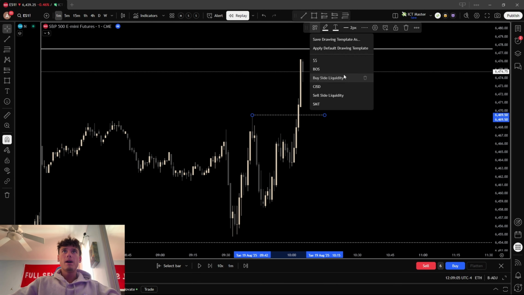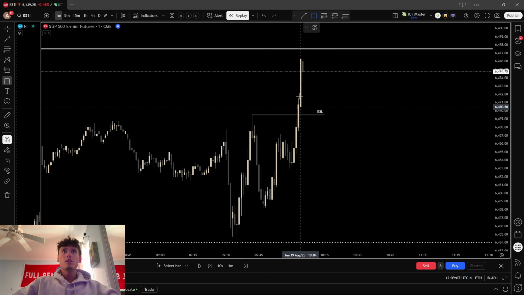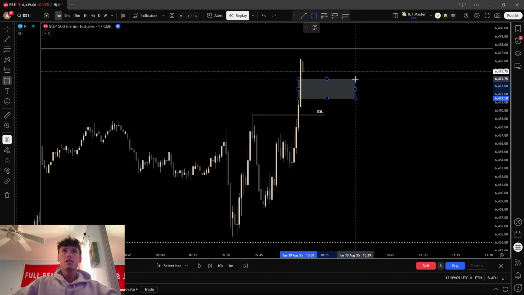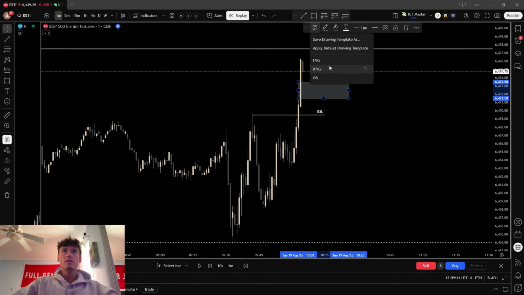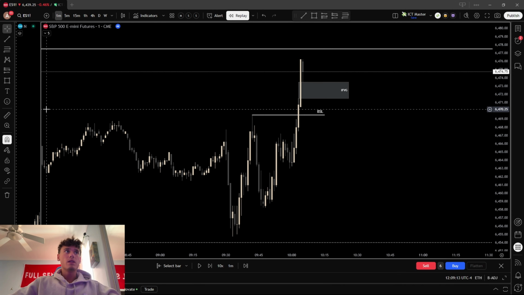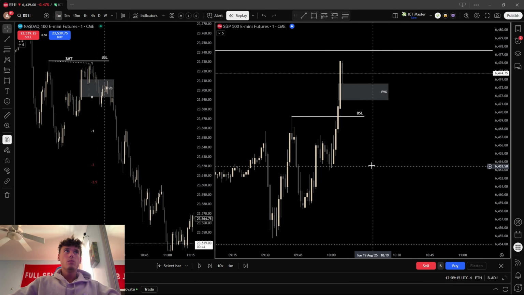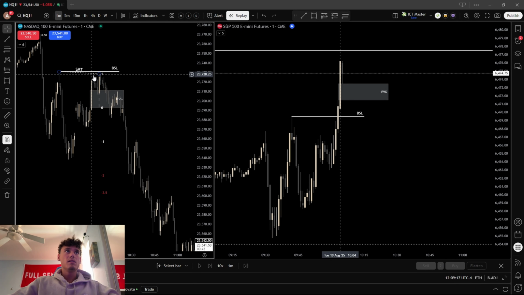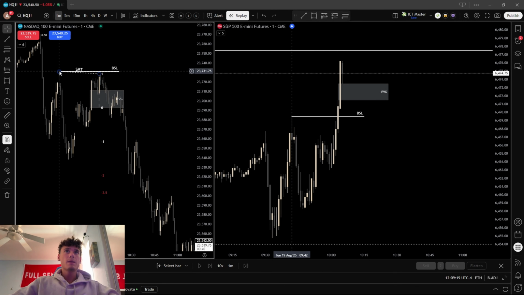We have this buy side liquidity. Then we have an inversion fair value gap right up here. So this was very nice. Also, we have Nasdaq on the left. We have the same thing. We have this buy side up here, and we have the SMT.